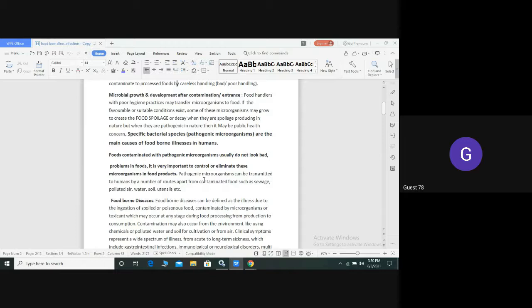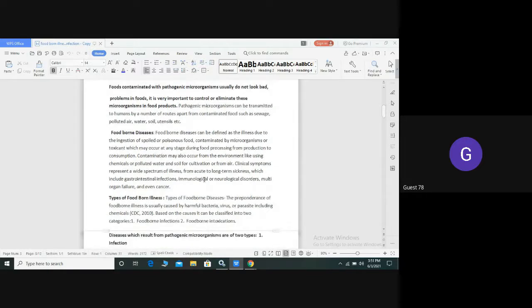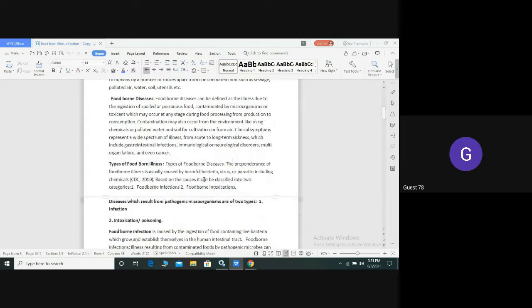Specific bacteria species and pathogenic microorganisms are the main cause of foodborne illness in human beings. If food is contaminated, the pathogenic microbes usually do not make the food look bad, but they can easily destroy our health. So, microorganisms in food products are what we are going to discuss here. We had discussed how microbes reach food to produce different types of foodborne illness. So, foodborne diseases.